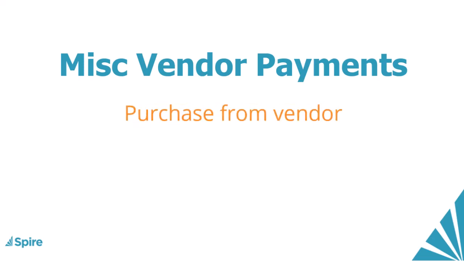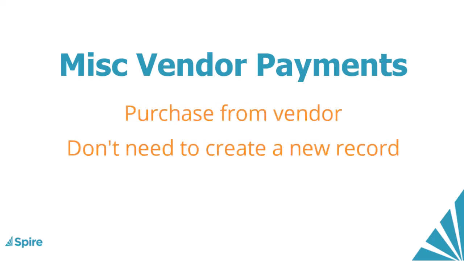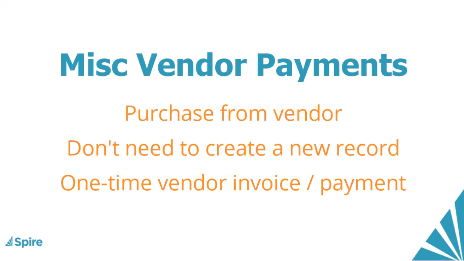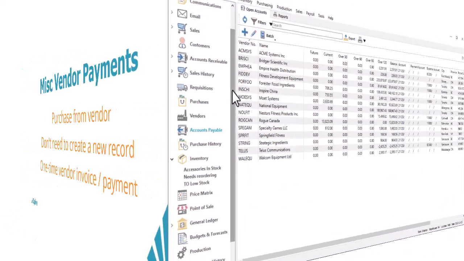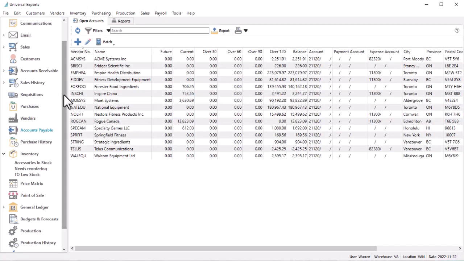If you make a purchase from a vendor that you don't expect to do business with again, rather than creating a new vendor record and formal purchase order, you can instead create a one-time vendor invoice transaction and the associated payment transaction that is quicker and simpler to process. These transactions are determined in the Accounts Payable module, where you create a new invoice transaction from the plus button.